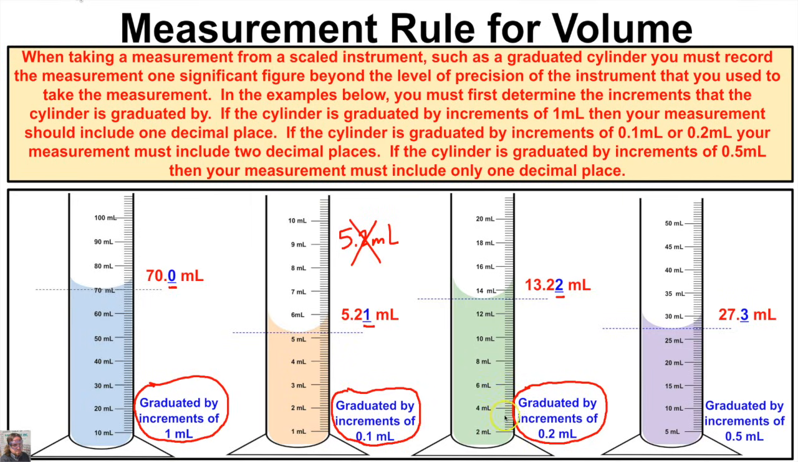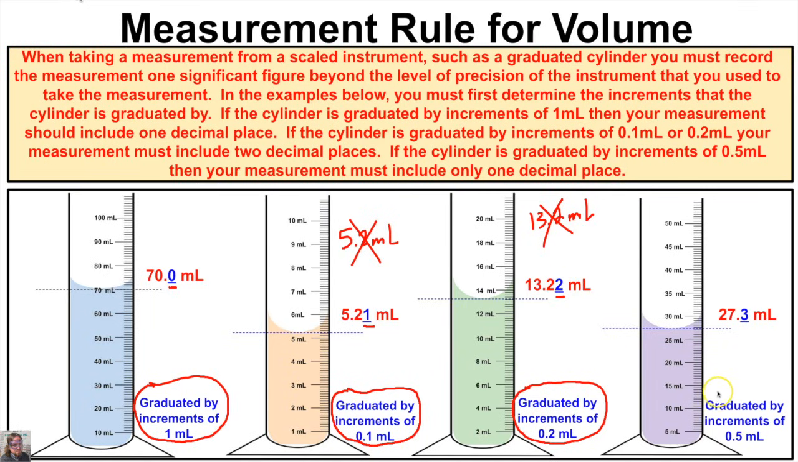And same thing right here. If the increments that this graduated cylinder is graduated by is 0.2 milliliters, then what we will need to do is estimate the hundredths place. We need to take our measurement one significant figure beyond the level of precision of our graduated cylinder. So if we just simply said that the measurement of the liquid in here is 13.2 milliliters, this would be incorrect. We would have to carry it to the hundredths place. We'll have to estimate this final spot right here.